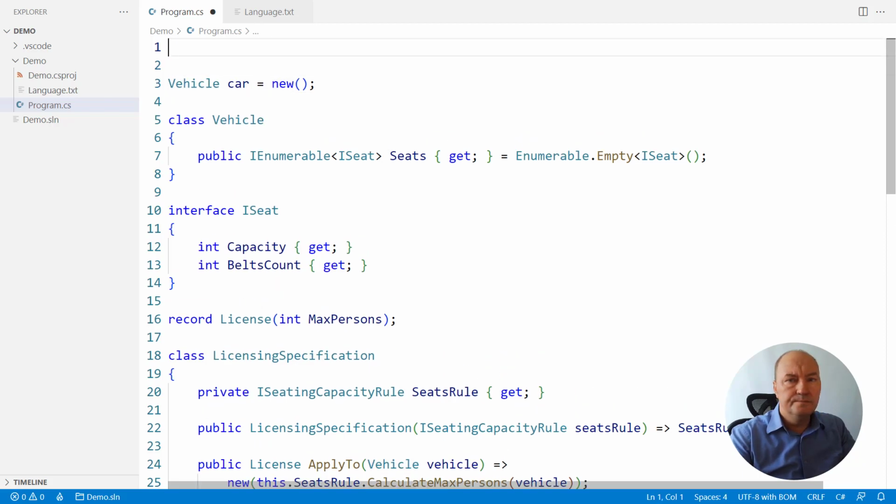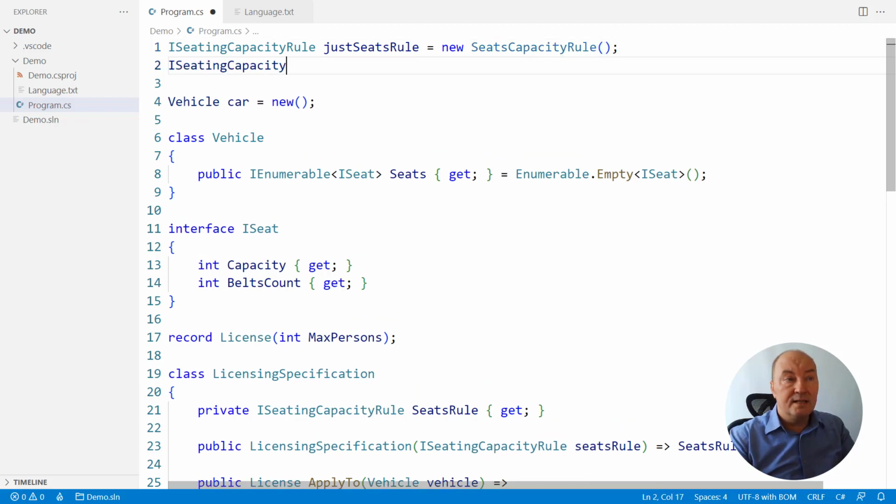And so if we wanted to use this domain, there would be a vehicle, there would be a configuration of rules pulled out from, I don't know, config, database, anywhere. That is how the application will start up. So there will be two rules for the seating capacity, just seats rule, and the one that is constraining it with the number of seat belts.